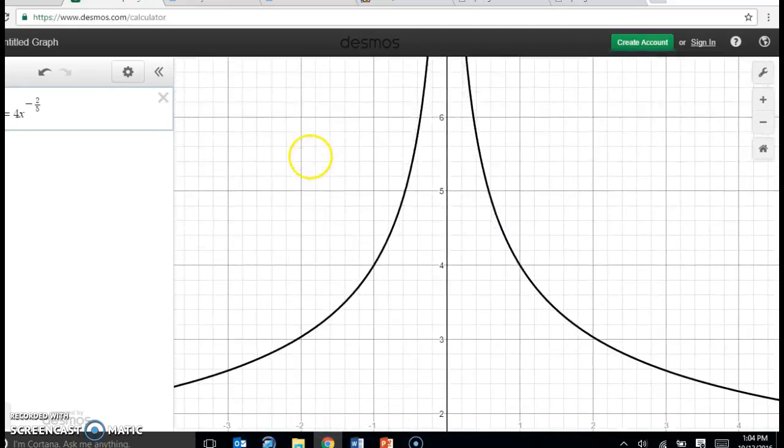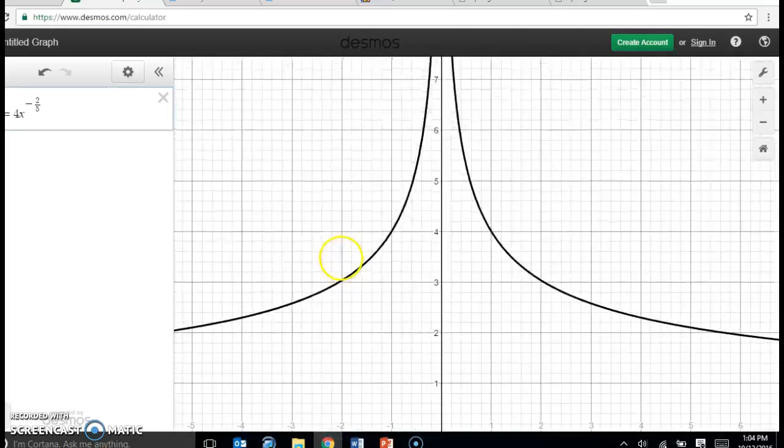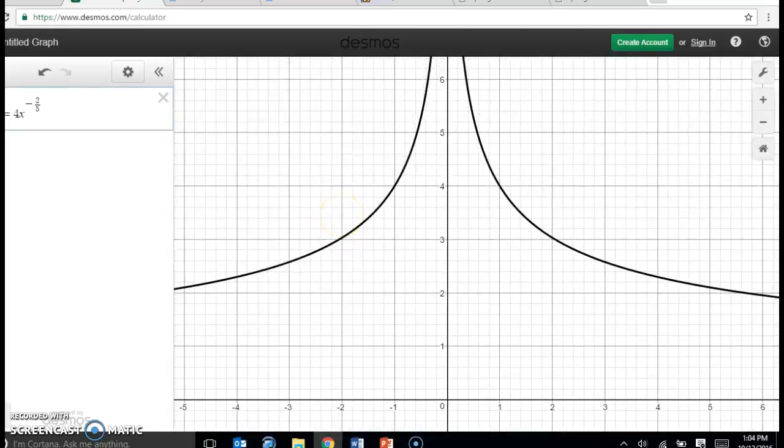All right, so let me get it. There we go. Now when we have a negative exponent, what does that do? If I have x to the negative 2, how do we rewrite that? Reciprocal it. Right. And so here we have a negative exponent, so we reciprocal it as well. How do you reciprocal a fraction exponent? It's the same way. You drop it to the denominator. So this is the same as 4 over x to the 2/5. And so this is what the function looks like.